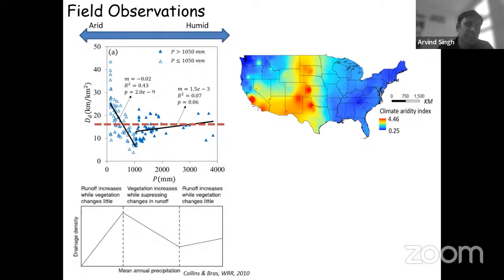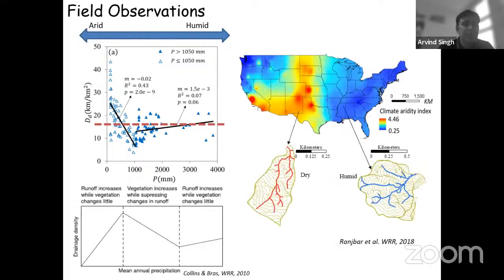So our question is, are there other signatures on the landscape that can tell us about the climate? In other words, can we identify topologic or other geometric measures from the topography or the river networks to identify the signature of climate?